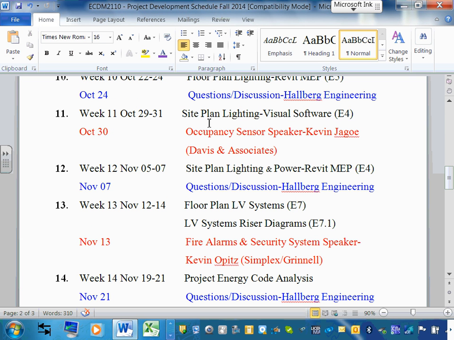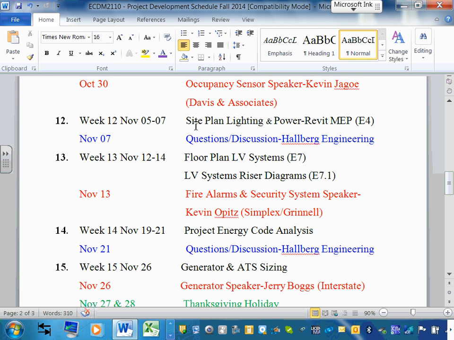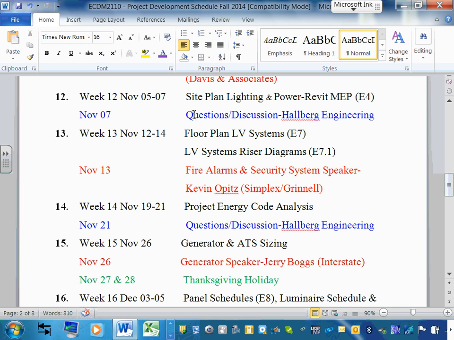Week 11, site plan visual software, E4. So we're going to do the visual for the site plan. We do have an occupancy sensor speaker, Kevin, from Davis and Associates. Then week 12, we're going to do the site in Revit, lighting and power. And we do have Hallberg coming on the 7th, as you can see.